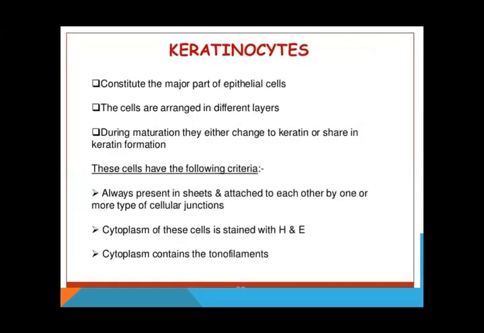Keratinocytes constitute the major part of epithelial cells. The cells are arranged in different layers. During maturation, they either change to keratin or share in keratin formation. These cells have the following criteria: always present in sheets, attached to each other by one or more types of cellular junctions. Cytoplasm of these cells is stained with hematoxylin and eosin. Cytoplasm contains the tonofilaments.